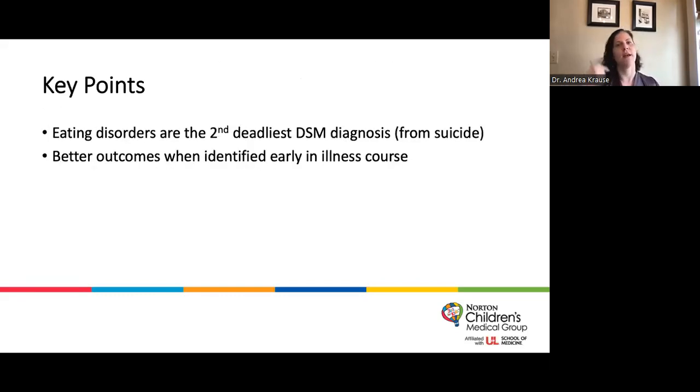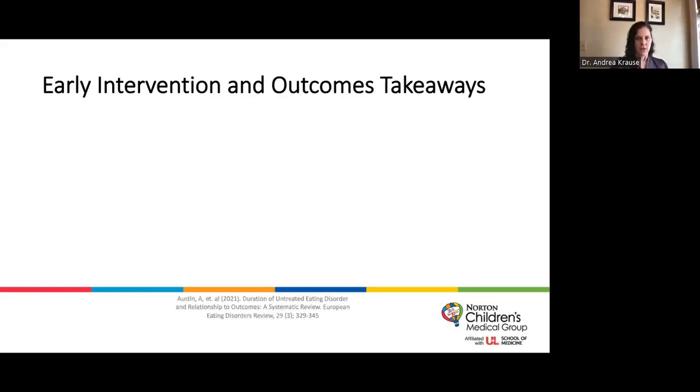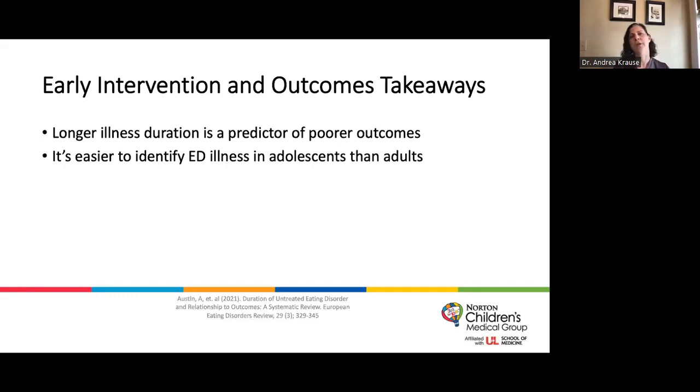So some key points, and I already kind of mentioned this: eating disorders are the second deadliest DSM diagnosis, after suicide. And we do know that there are better outcomes associated with earlier identification of the illness. So basically early intervention is key, and that's another takeaway to remember. A longer illness duration can be a predictor of poorer outcomes. In the study that I referenced in the references, it is basically a duration of 3 years or longer that can lead to a poor outcome.